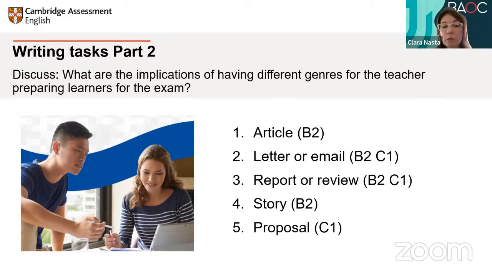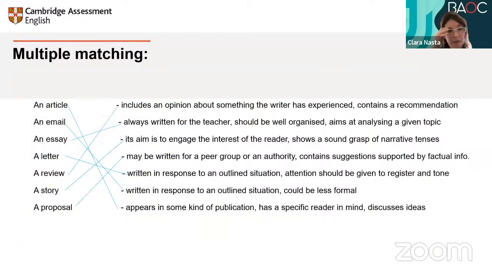In order to remind ourselves of what is implied in each genre, here is a multiple matching. If we were having this meeting face to face, I would give you some time to look at these and join them with arrows. Here I have done it for you. Let's revise this so that it's clear in our minds. An article, the description is the one at the bottom. It may appear in some kind of publication. It has a specific reader in mind.